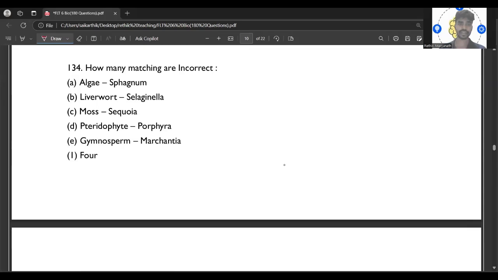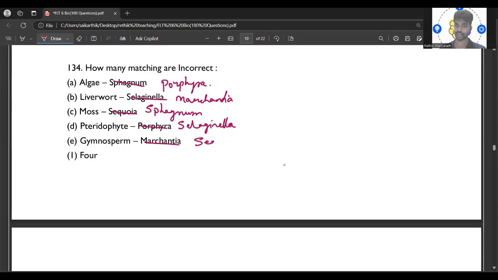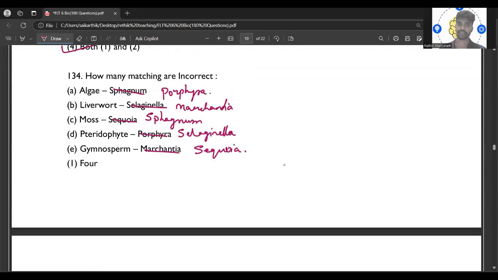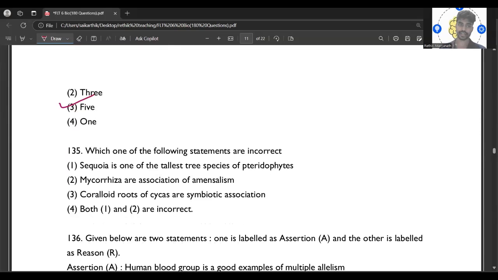So algae is incorrect, correct? Because algae, it is actually, it is for failure. Then the liverworts, again, this is incorrect. It belongs to Agenta. Then mosses, again, it is incorrect. So then pteridophytes, it is again incorrect. So it belongs to, yes. And the gymnosperms, again, it is incorrect because it belongs to. So based on that, all the five are incorrect. So this is the fact option.